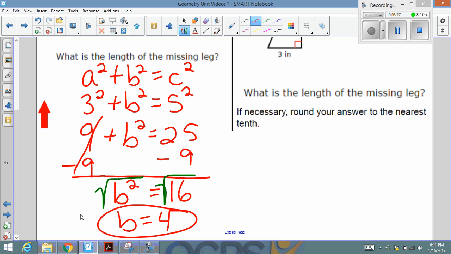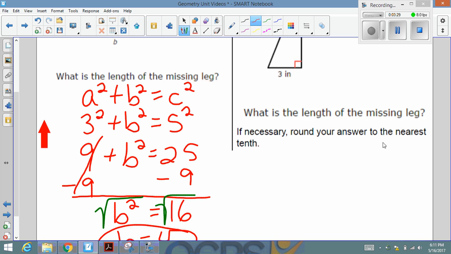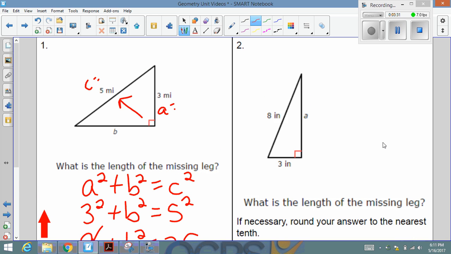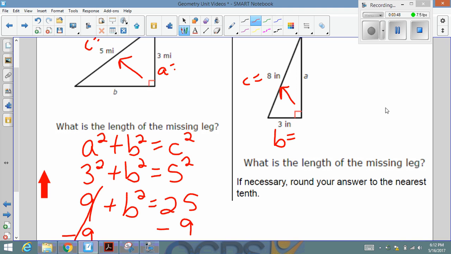Let's take a look at example 2. Again, take a second to go ahead and copy the triangle. And let's determine our C. So C is the 8 because it's across from the right angle. A is labeled, and this time I'm looking for B. Again, it's a right triangle, so I know I can use my a squared plus b squared equals c squared. The a is the one I don't know. I'm going to plug 3 in for b.